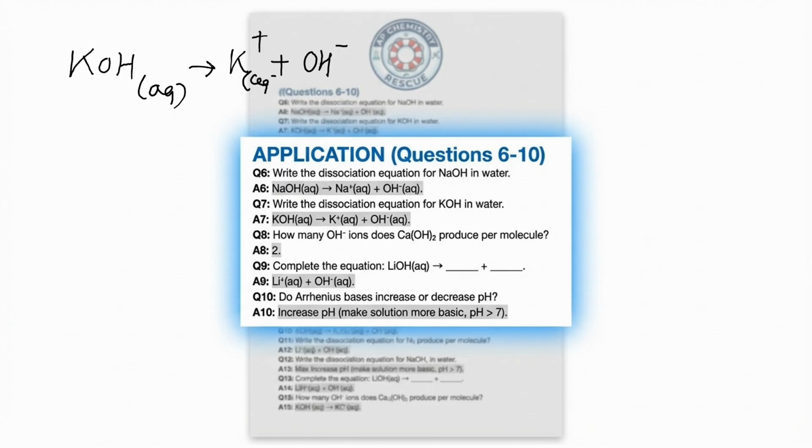Same pattern. KOH is potassium hydroxide. Aqueous splits into potassium aqueous and hydroxide aqueous. 1-to-1 ratio. This gets a positive, this gets the negative. Very good. Let's move to the next one.